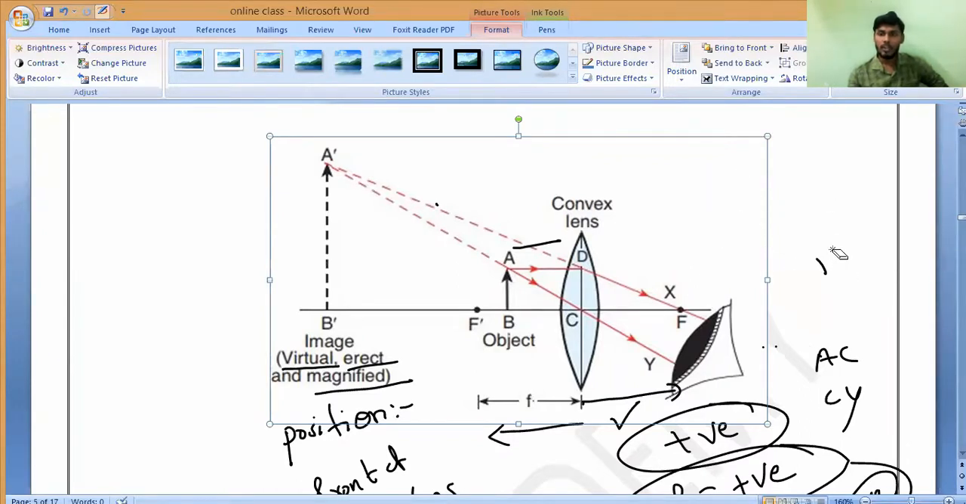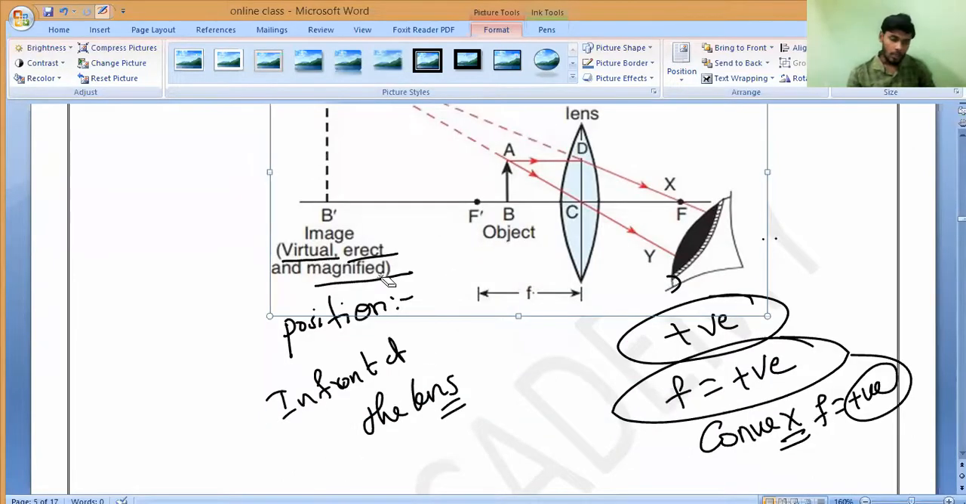This is the perfect diagram. You have to draw this only. Everybody must draw this, wherever it is, in the exam also. And write the characteristics below the image itself: image is virtual, erect and magnified. Position is in front of the lens. Understand, Kevin?